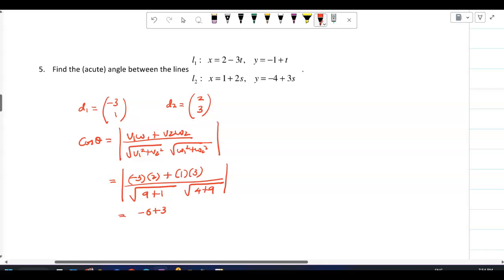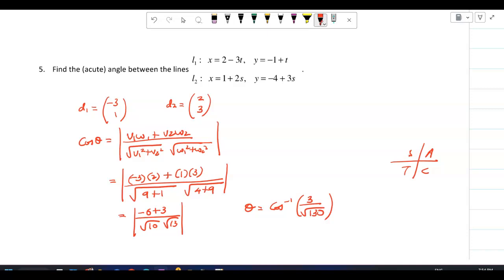Because for an acute angle you take the absolute value. So 3 upon root 10 times root 13, modulus of that. So theta is equal to cos inverse of 3 upon root 130, because modulus means I'm just removing the minus sign. In degrees, that's 74.7.